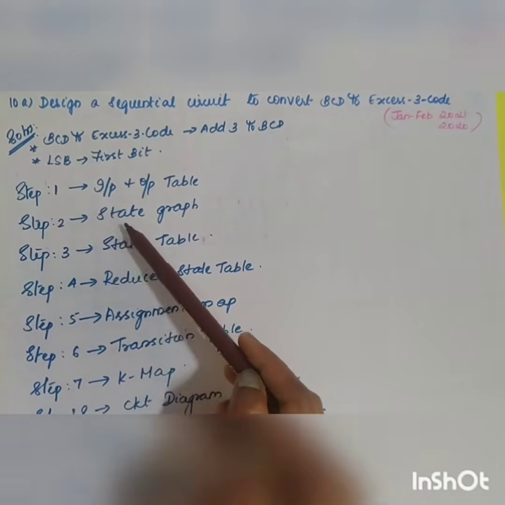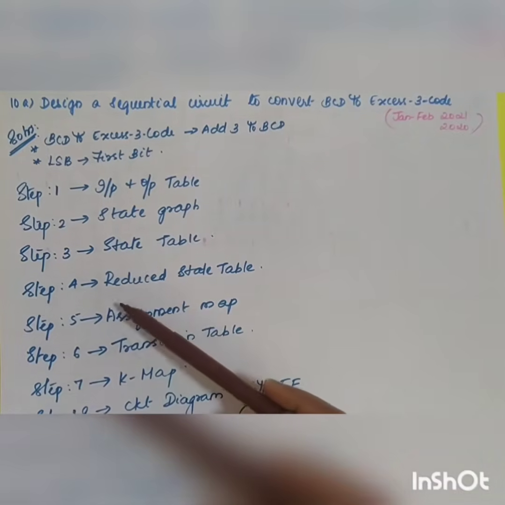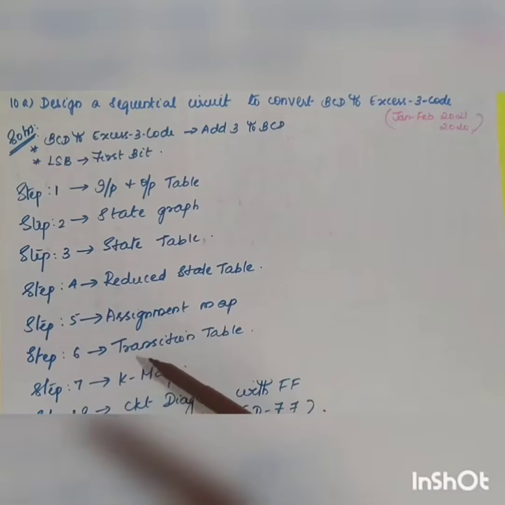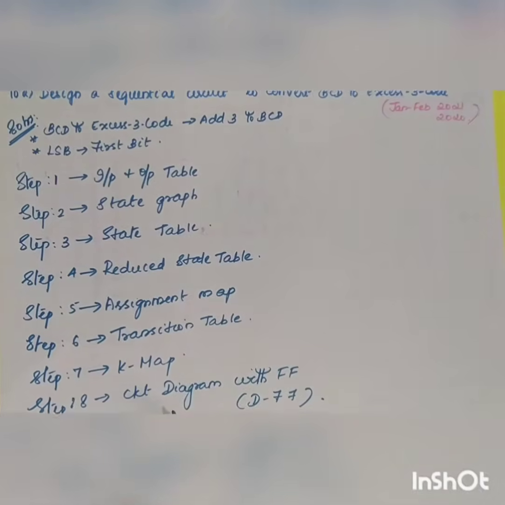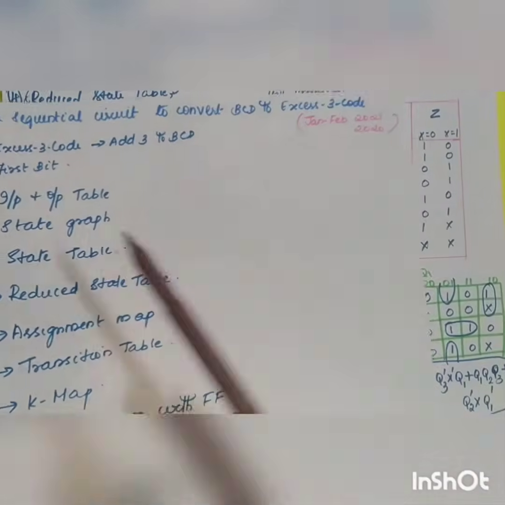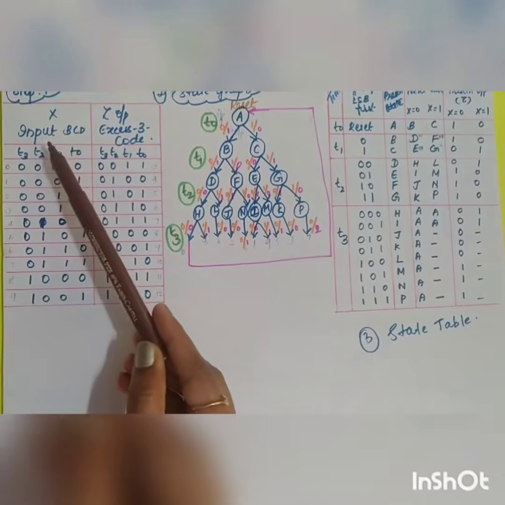Now the second step is to draw the state graph. The third step is the state table. Step 4 is the reduced state table. Step 5 is the assignment map. Step 6 is the transition table. Finally, you do the K-map simplification, which paves the way for your circuit diagram with your flip-flops.